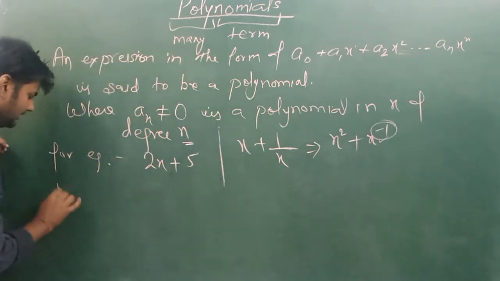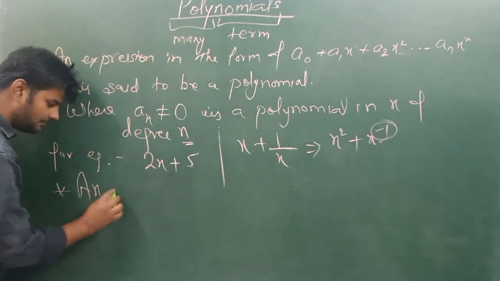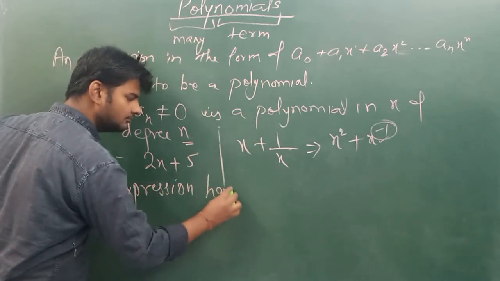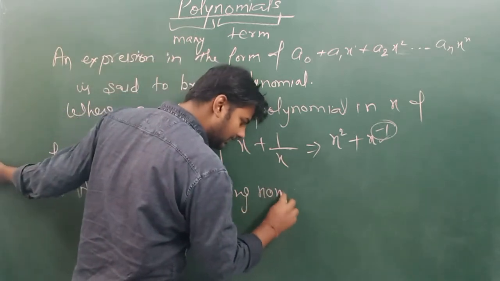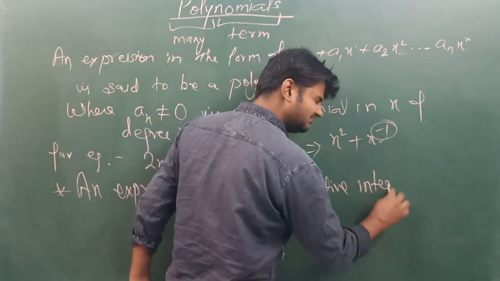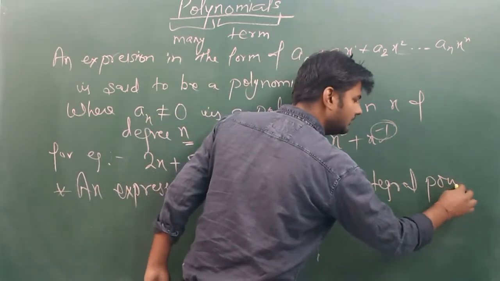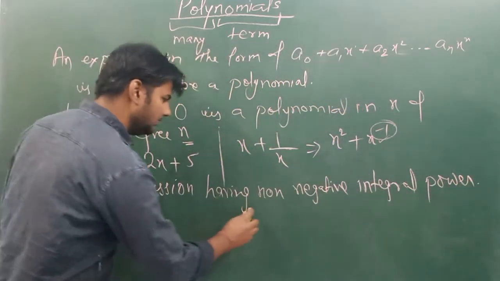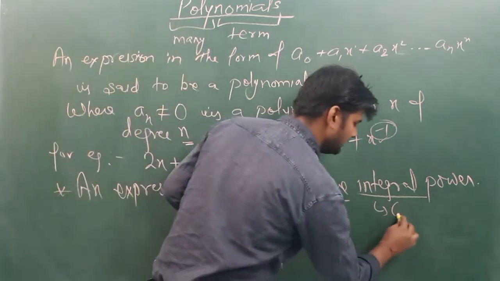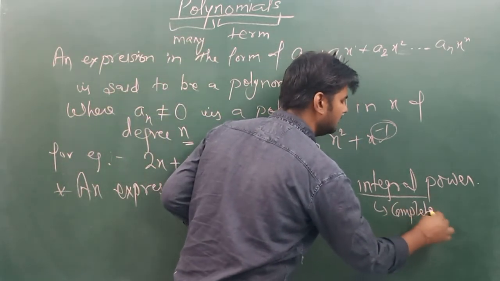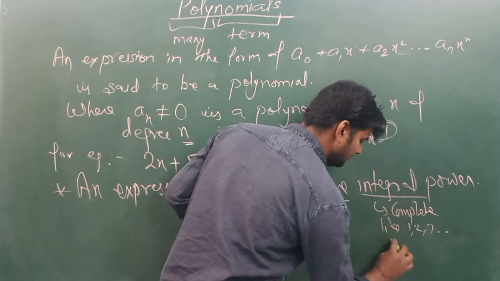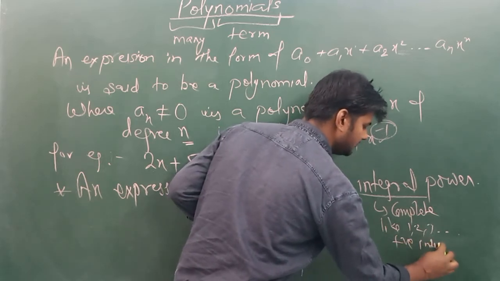So we can write another definition of polynomial: an expression having non-negative integral power. Here integral means complete, like 1, 2, 3. That is, we can say positive integer.